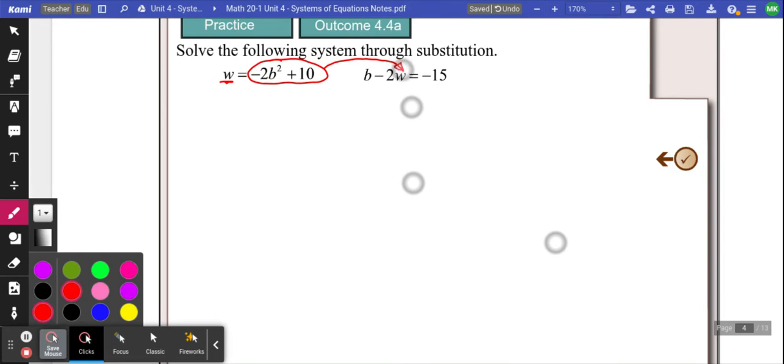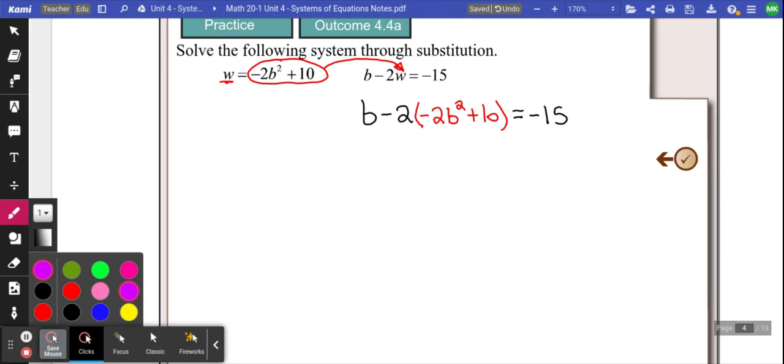So I'm going to substitute that into there, giving me a new equation. The new equation is B minus 2 instead of W. I now have negative 2(B squared) plus 10 equals negative 15. Awesome. I now have one letter, right? The only letter in this equation is B. So I'm going to try to solve for B.